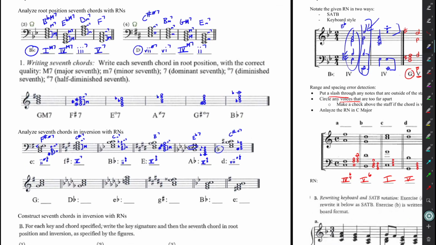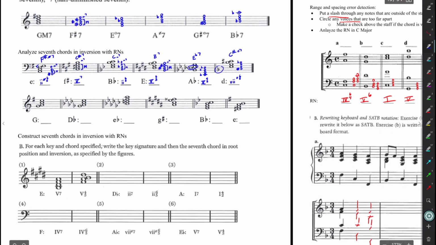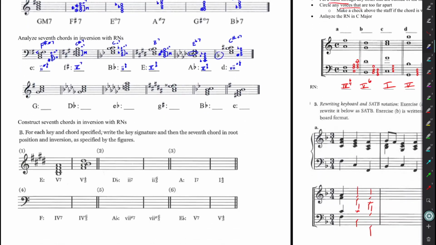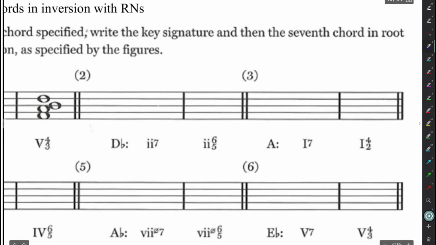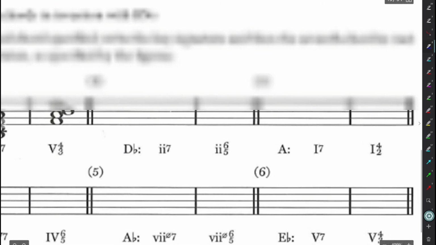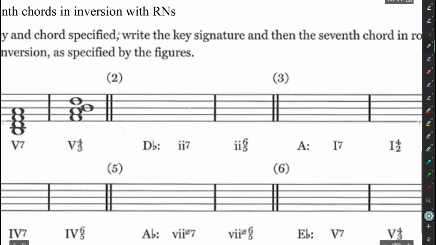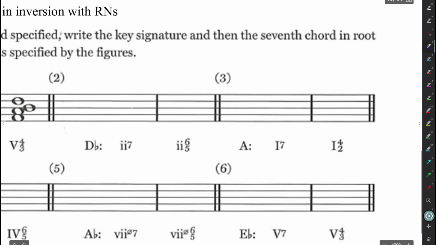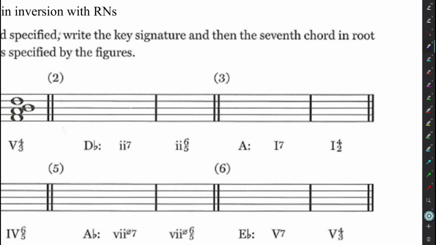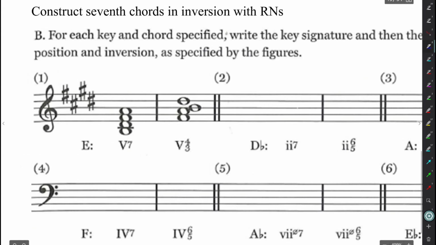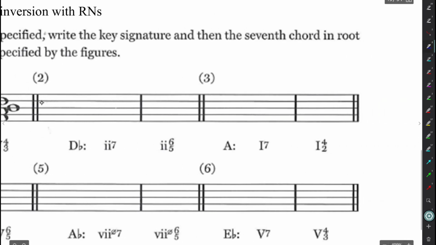All right, so we've done most of this already now. Let's take a look down here. In this case, we're going to write in the key signature, then the 7th chord, and then the inversion. Okay, so key signature, D flat major, and let's see, we are in treble clef. So we have a B flat, E flat, A flat, D flat, G flat. 5 flats in the key of D flat major.